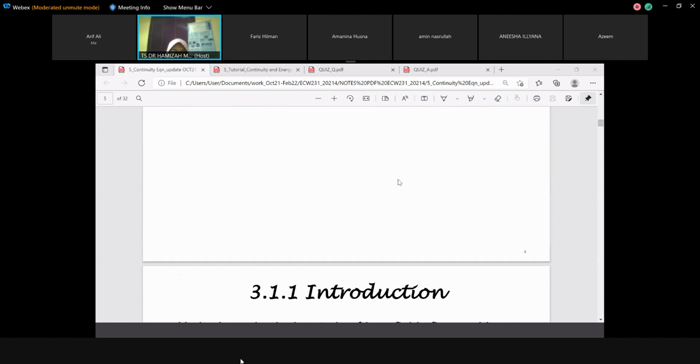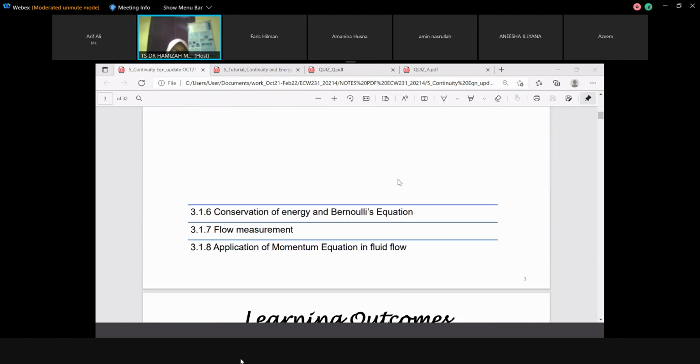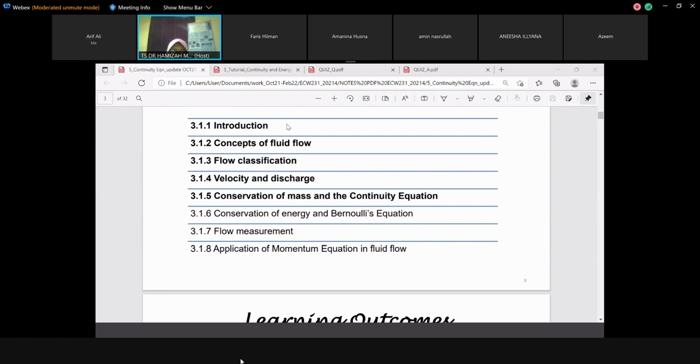Okay, let's see a little bit on this. So, basically, you will learn 3.1.1 until 3.1.5 for this week 8. So, you have the introductions, basically the definition and also the concept of fluid flow, flow classification, the relationship between velocity and also discharge, and lastly, the conservations of mass and the continuity equation.